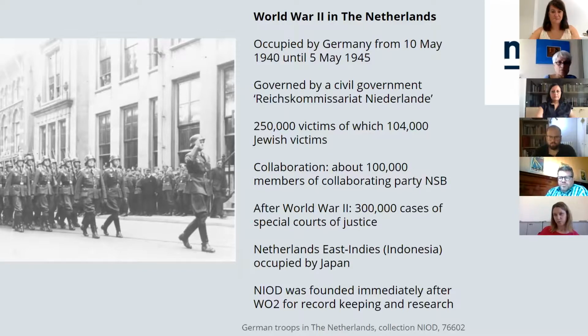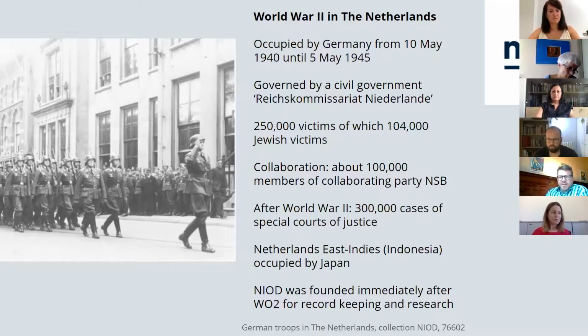Also, what is noticeable about the Netherlands in the World War is that there was quite a considerable amount of collaboration. This number, 100,000 members of the collaborating party with the Germans, is of course just the members that had a membership card, but there were more people collaborating, like police officers or people working in the municipalities. And these kinds of stories still entice a lot of research about what happened in the 1940s in the Netherlands.